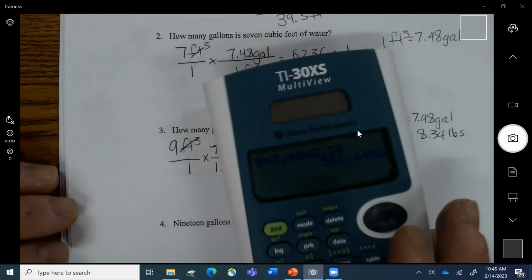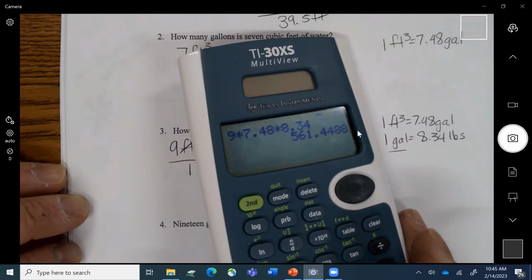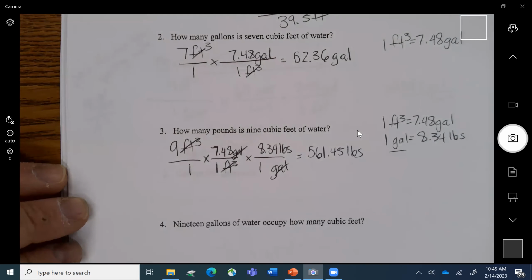I just wanted to show, you can see here, 561.4488. That's why it's 561.45 pounds, okay?